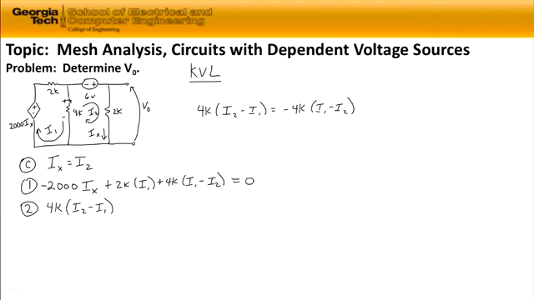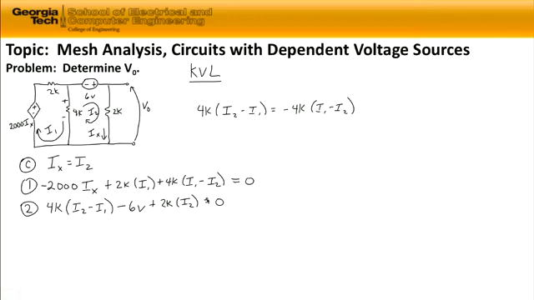So we continue around this loop, and we run into a 6-volt source, the negative polarity first, so it's minus 6 volts. And continuing around, we have a 2 kilo ohm resistor with I2 dropped across it. So it's 2K times I sub 2. And we continue around to the start of that loop, and so our sum is equal to 0. So there's our 3 equations and our 3 unknowns.